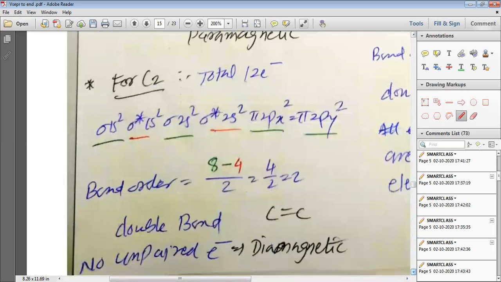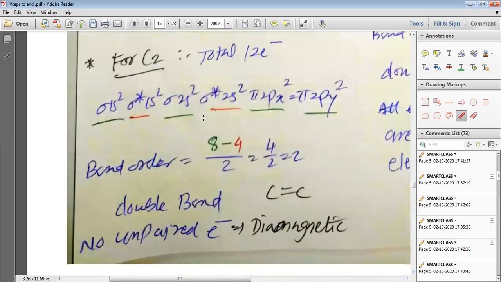Now we are going to study about C2. In C2 we have a total of 12 electrons. So the electronic configuration is going to be sigma 1s2, sigma star 1s2, sigma 2s2, sigma star 2s2, pi 2px2 equal to pi 2py2. Total green color underlined electrons are 2 plus 2, 4 plus 2, 6 plus 2, 8. Total red color underlined electrons are 2 plus 2, 4. So bond order is 8 minus 4 by 2, that is 2.